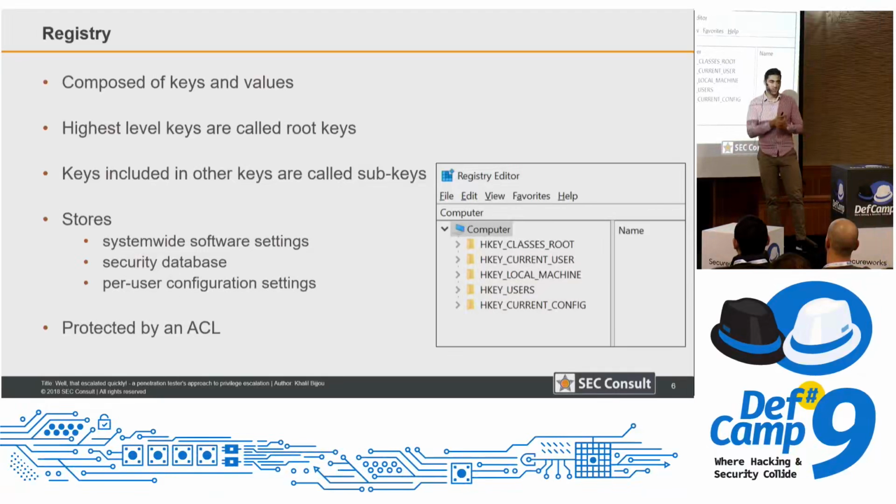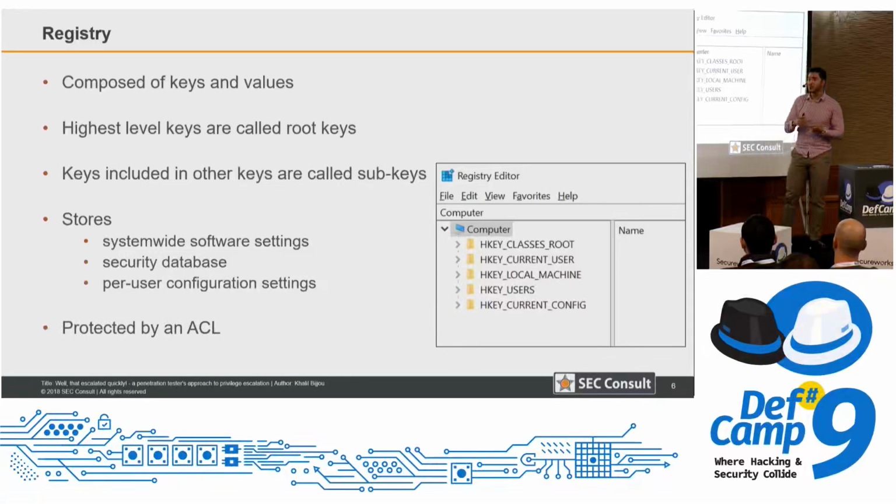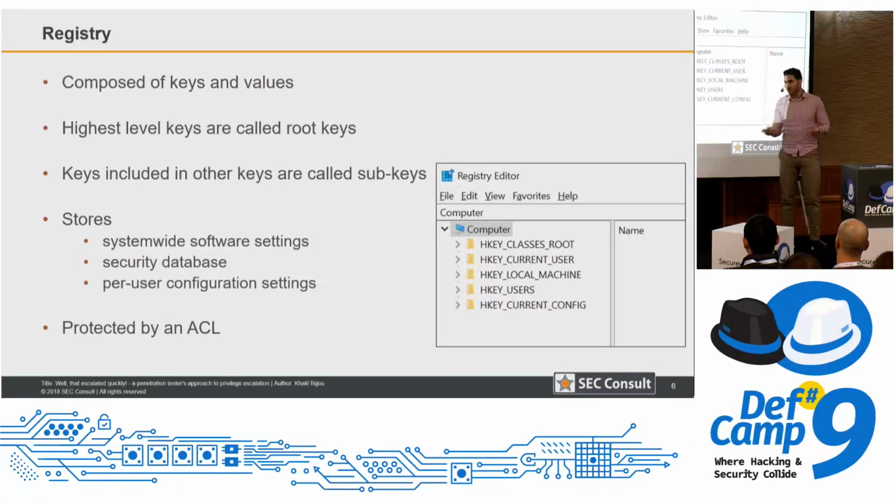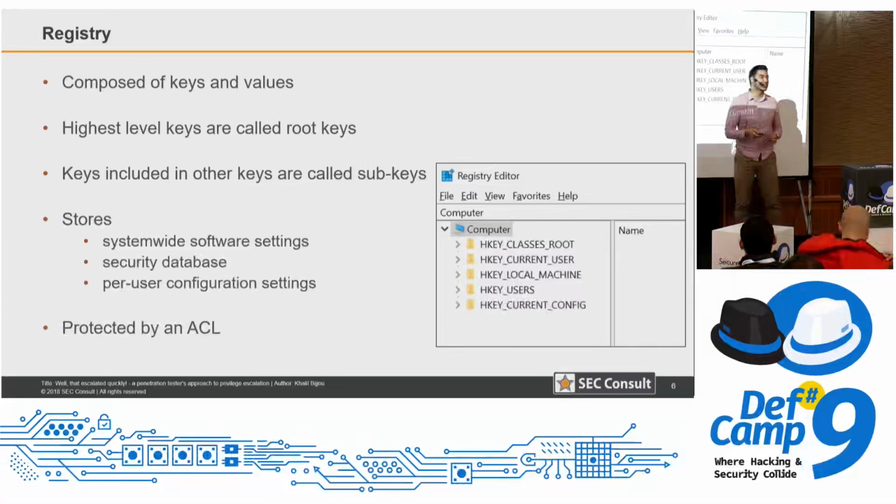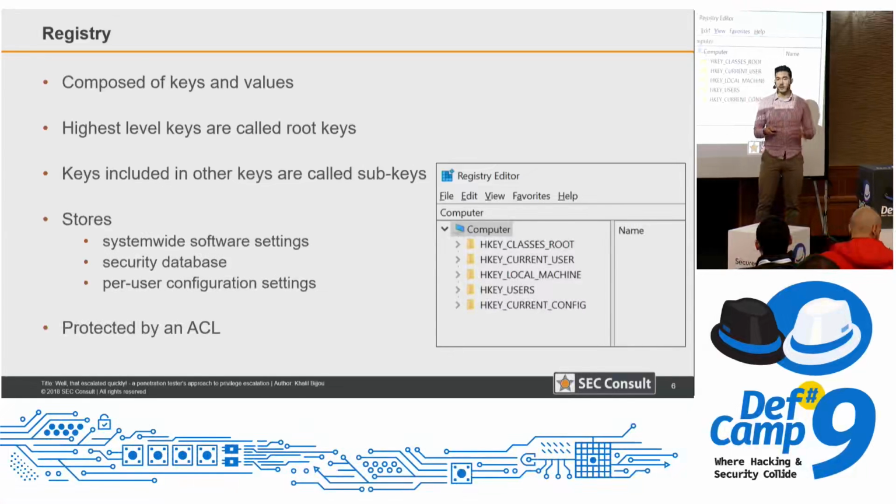Amongst other things, it stores system-wide software settings. It contains the security database. So all the user passwords are stored in the registry. Not everyone can access it. You can only access it with system privileges, but this is where it is stored. And also it contains per user configuration settings. So if you have more than one user, or even if you have only one user, the settings that are specific to this user are also stored in the registry. The registry itself is protected by an access control list. So for every key, you can have a different ACL.